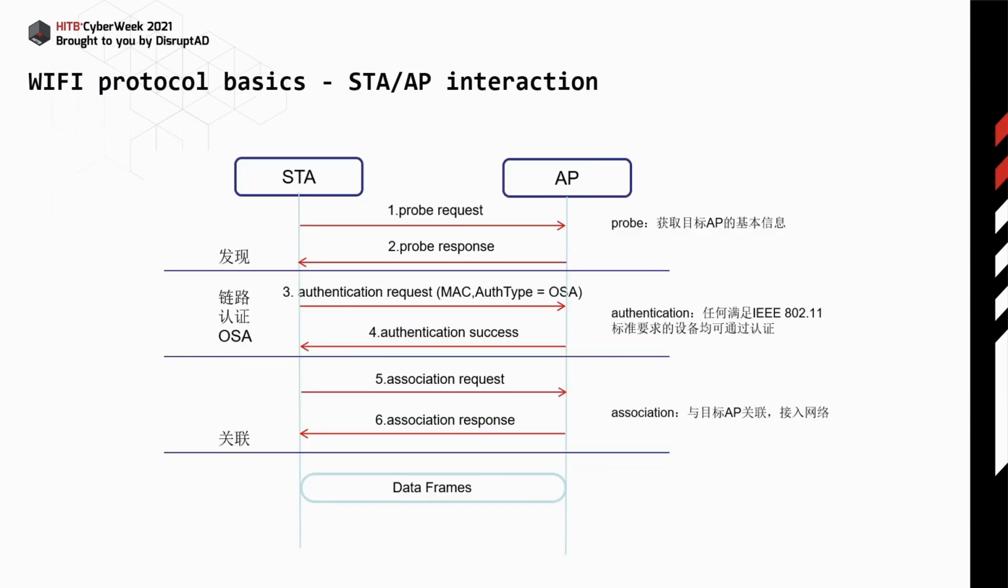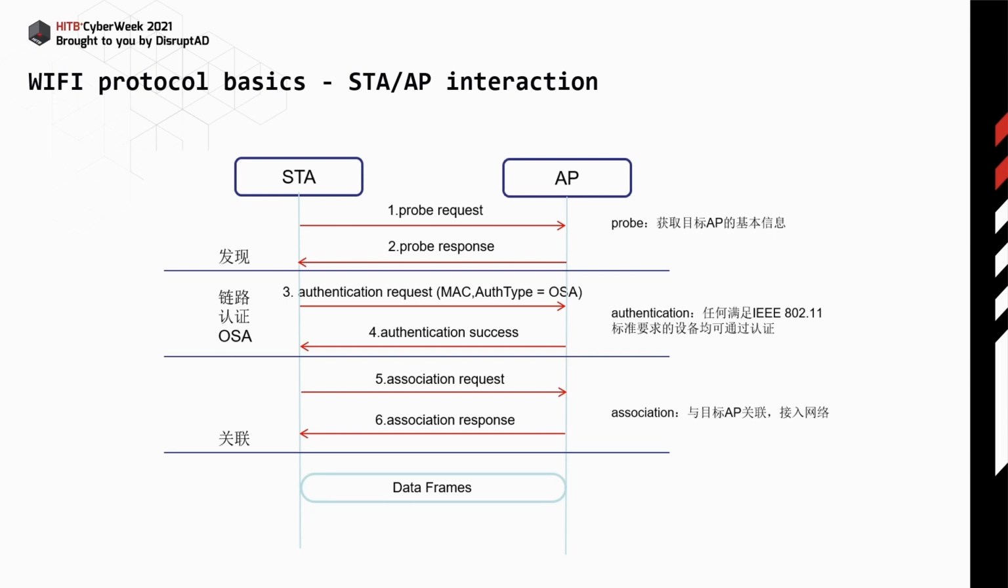Let's take a look at the interaction between STA and AP when a STA wants to join the AP's network. First, the STA will send a probe request to the AP. Then the AP replies to the STA with a probe response. Then the STA sends an authentication request to the AP. Then the AP replies with an authentication response to the STA. Then the STA sends an association request to the AP. Then the AP replies with an association response to the STA.